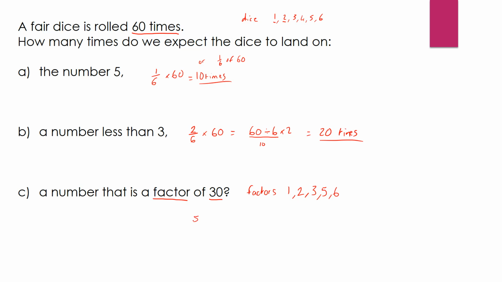So they're all the factors of 30 on the dice. That's 5 of them. So 5 of the 6 numbers are factors of 30. So the probability of the dice landing on that is 5 out of 6. And we need to times that by 60. So again, divide by the bottom number. 60 divided by 6 gives me 10, and times it by 5. 10 times 5 is 50. So 50 times out of 60 we would expect the dice to land on a factor of 30.